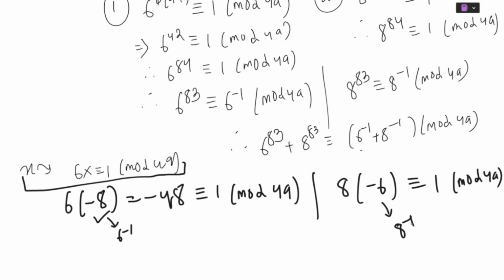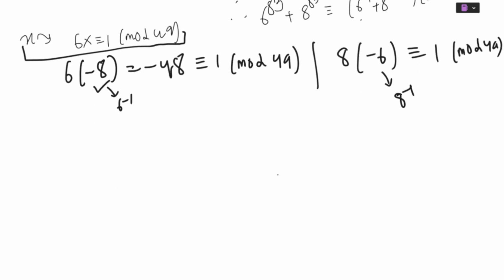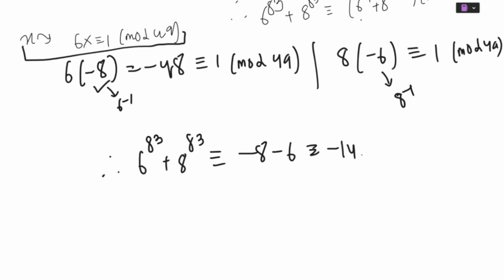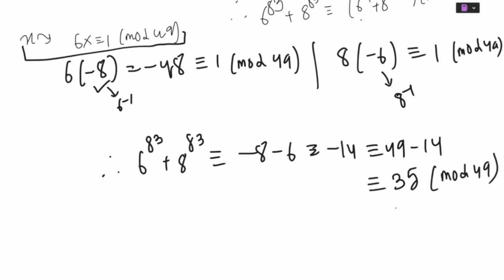If I were to conclude the values, 6 to the power 83 plus 8 to the power 83 is congruent to 6 inverse plus 8 inverse, where 6 inverse is minus 8 and 8 inverse is minus 6. So this becomes minus 14, but in mod 49 we can add 49 to make it positive. So this becomes 49 minus 14, which is 35 mod 49. So the remainder is 35.